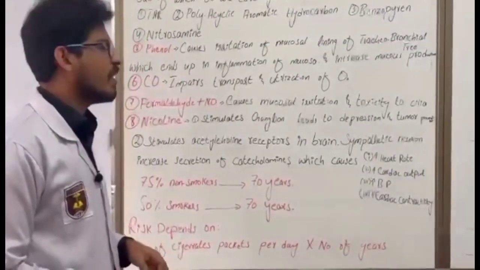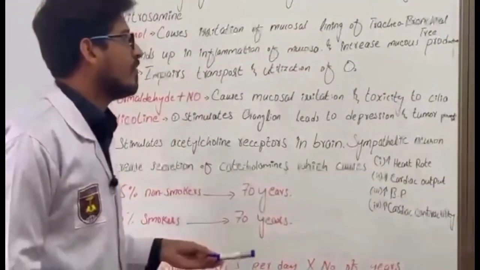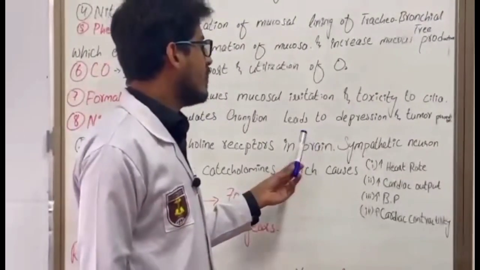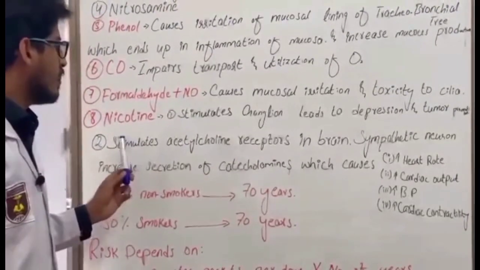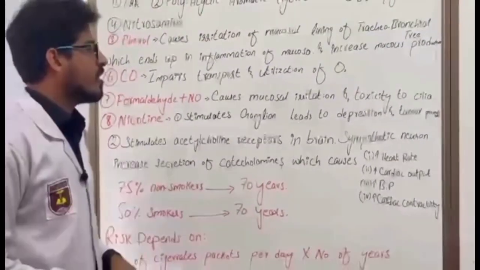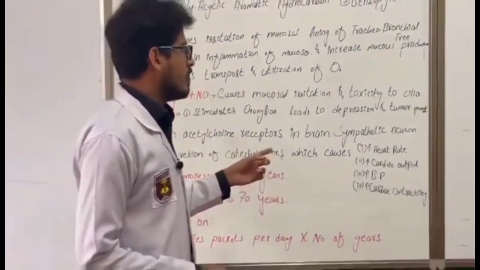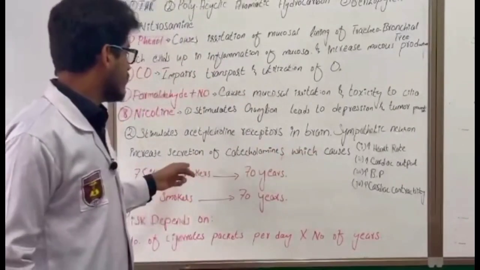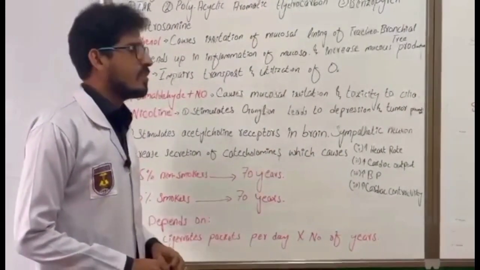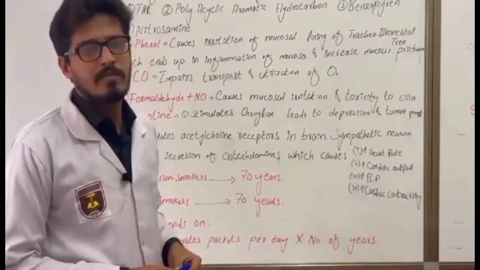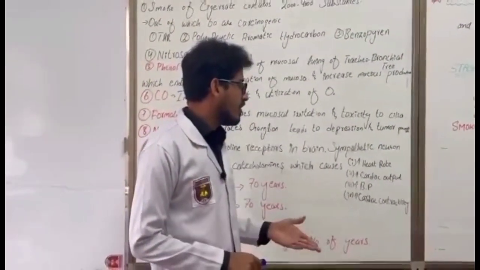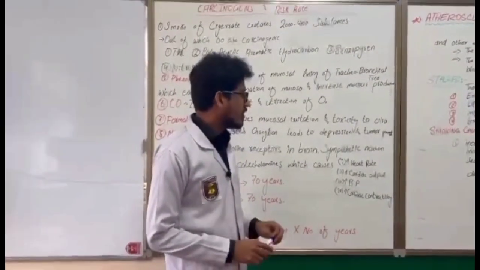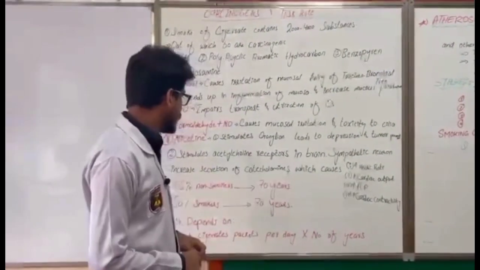Nicotine stimulates ganglia, leads to depression and tumor promotion. Nicotine stimulates acetylcholine receptors in the brain. Then the sympathetic neurons increase secretion of catecholamine, which causes an increase in heart rate, blood pressure, contractility of the heart, and cardiac output as well.